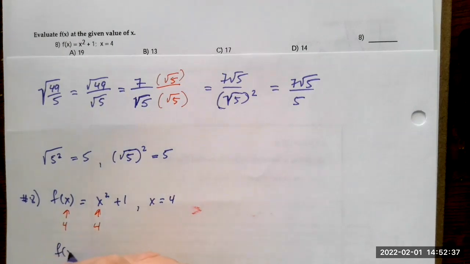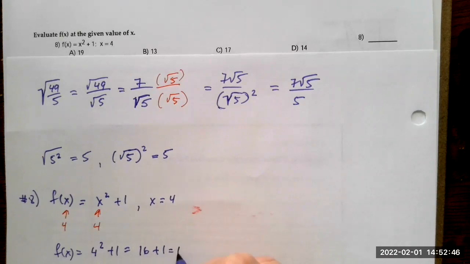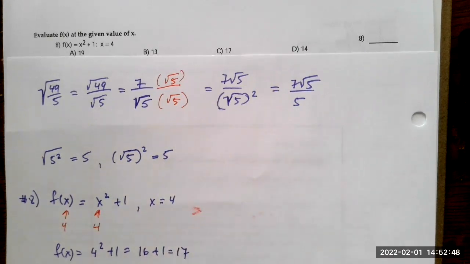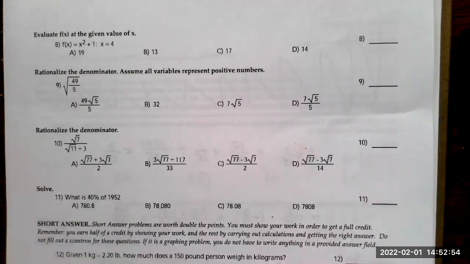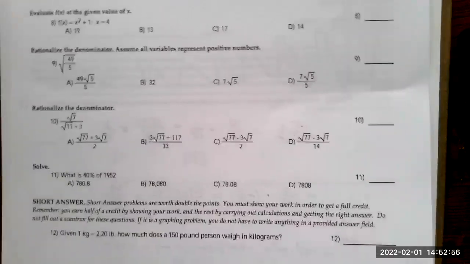So f of x is going to be 4 squared plus 1. And that's going to be 16 plus 1, and that's 17. Okay, so easy. All right, so next we have number 10.